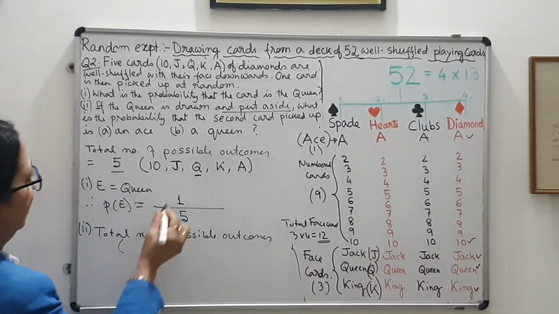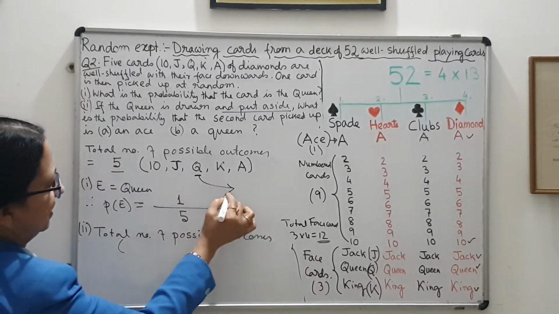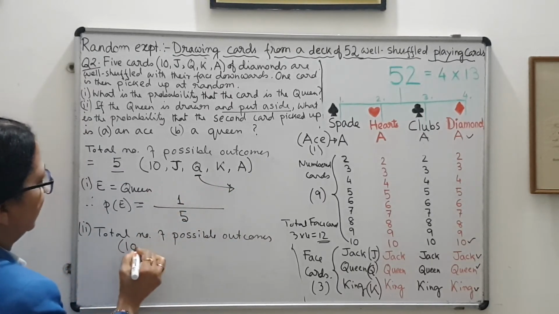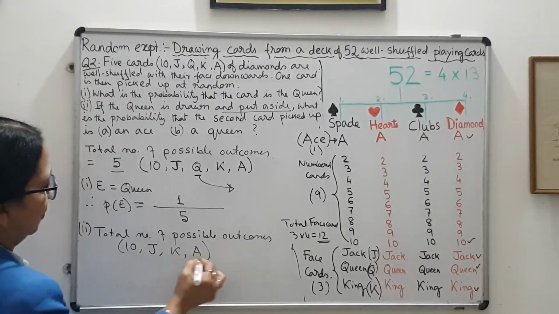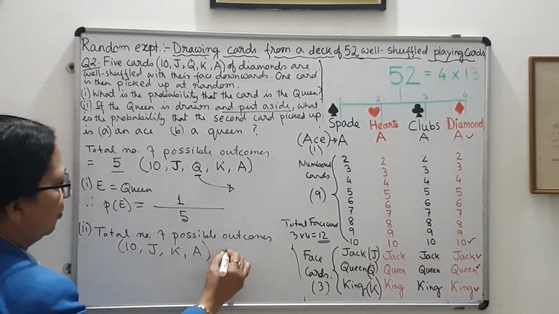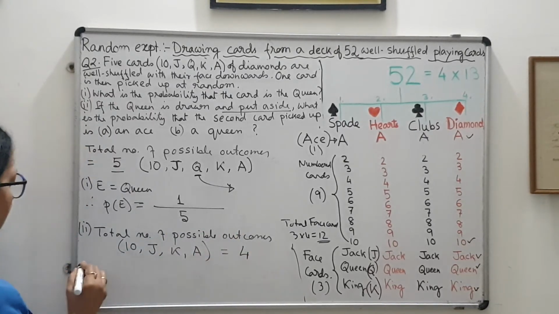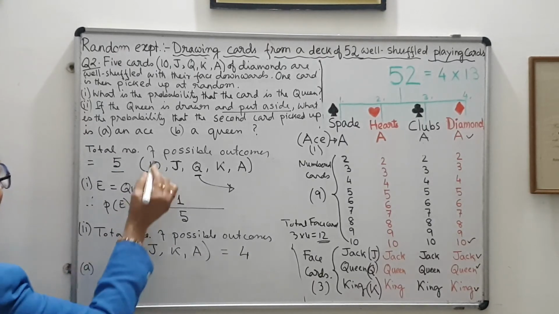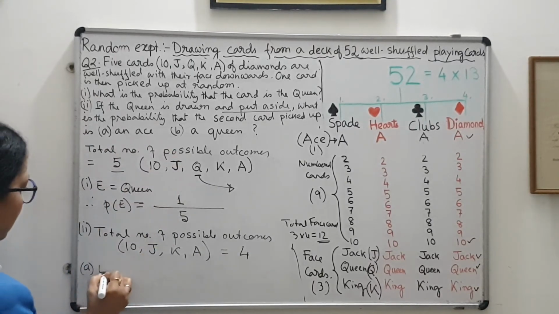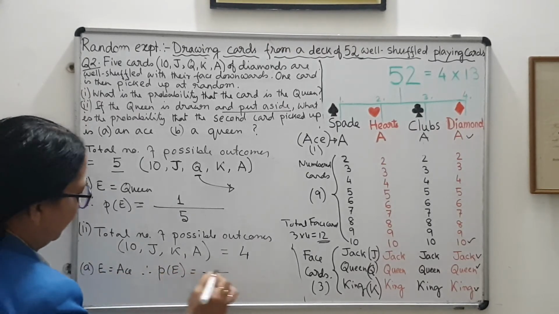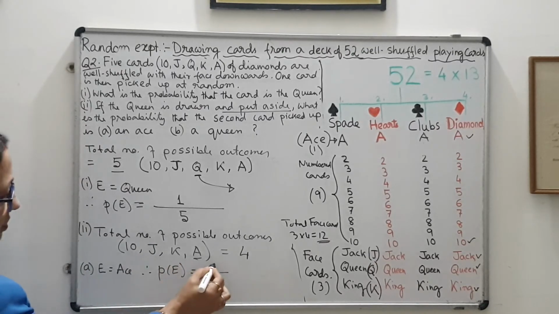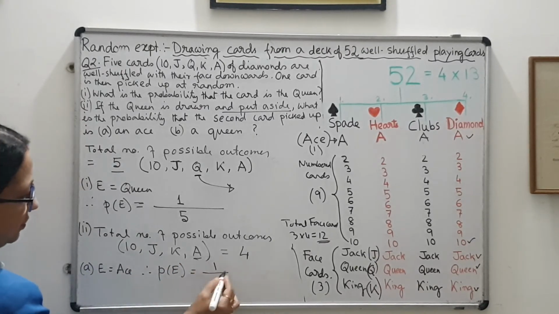What will this be? Out of this, the Queen has been kept aside. So what is left? 10 is left, Jack is left, King is left, and Ace is left. All are diamonds. So this is your 4. Now in the first part, part A, what is the event? E is an Ace. So the probability of that event will be number of favorable outcomes. There is only one Ace, so it is 1, and total number of possible outcomes is 4, so 1 by 4.